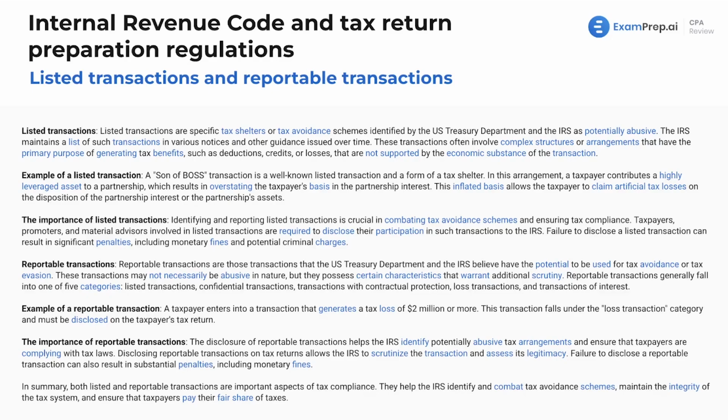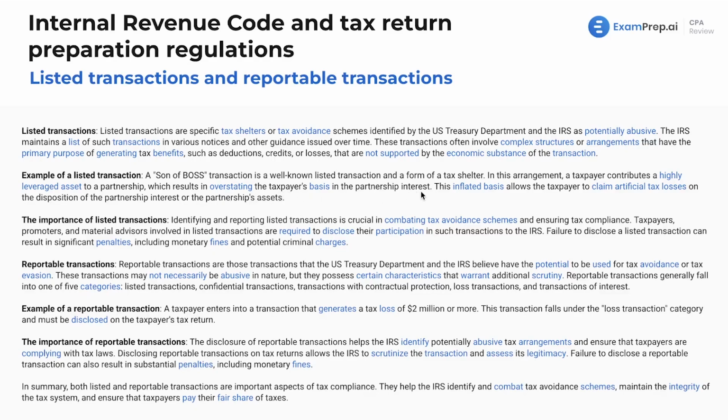What is an example here? And not that you really need to know examples, these are just here to illustrate for you. There's a transaction called a son of a boss transaction. It's a well-known listed transaction and a form of a tax shelter from the IRS's list. In this arrangement, a taxpayer contributes a highly leveraged asset, meaning there's a lot of debt on the assets. You borrow $10 million to buy a $10 million house. So yeah, it's $1 of debt for every dollar of the value of the house, which results in overstating the taxpayer's basis in the partnership interest.